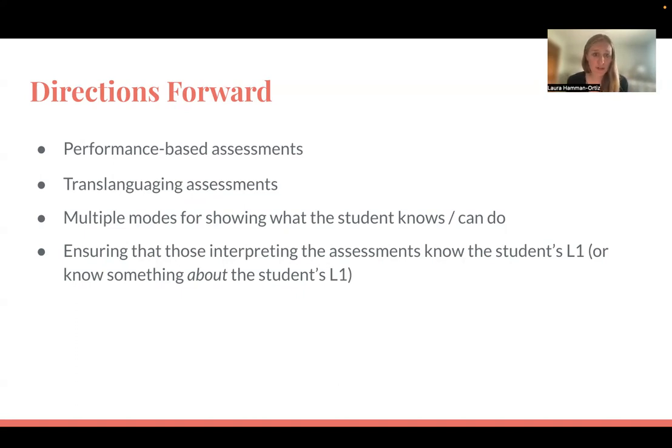And then also always remembering that it matters if the people interpreting those assessments know the student's home language, or at least know something about their home language. We know that there are over 90 home languages spoken by MLLs in the state. The expectation is not that every teacher needs to learn 90 languages, but I think every teacher should at least know something about Spanish because it's the largest home language of our MLLs, and should learn something about the students' home languages in the room, right? So the students in your room, the languages they speak, know something about them so that when you're interpreting assessments, you can bring those lenses to your interpretation.